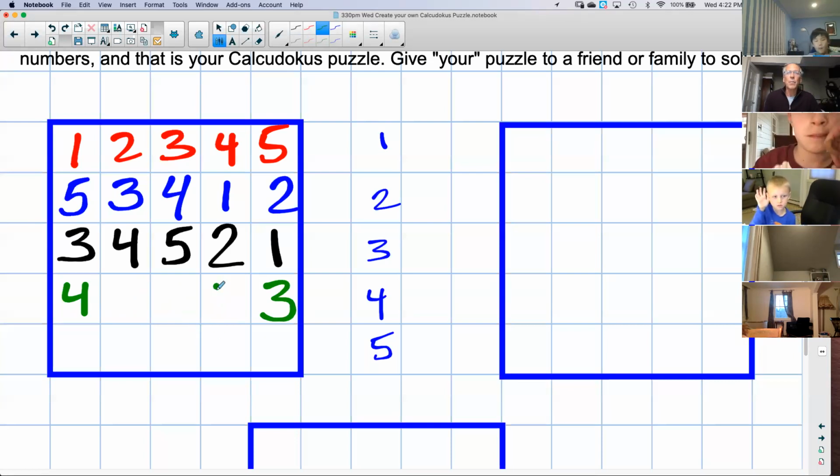And then maybe that can be a 5. And that could be a what? A 1 and a 2.